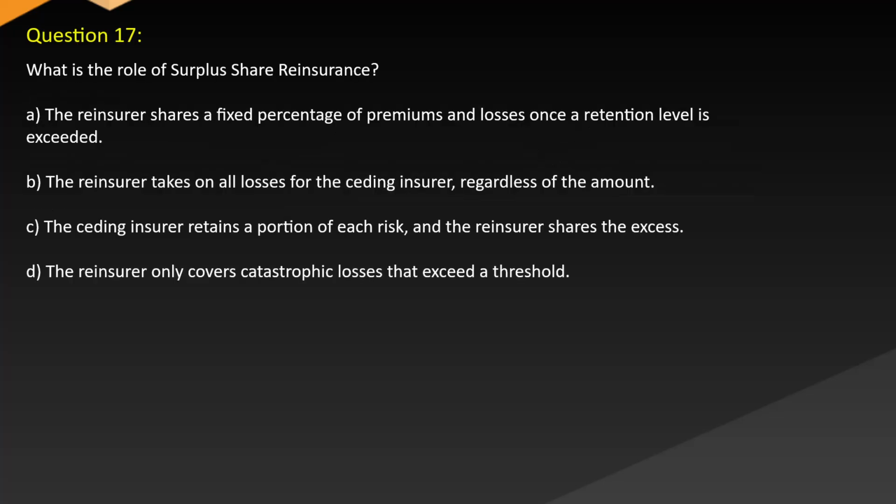Question 17. What is the role of surplus share reinsurance? A. The reinsurer shares a fixed percentage of premiums and losses once a retention level is exceeded. B. The reinsurer takes on all losses for the ceding insurer regardless of the amount. C. The ceding insurer retains a portion of each risk and the reinsurer shares the excess. D. The reinsurer only covers catastrophic losses that exceed a threshold.